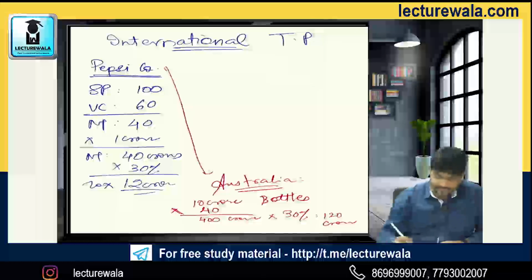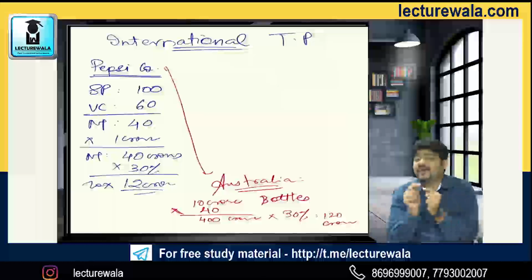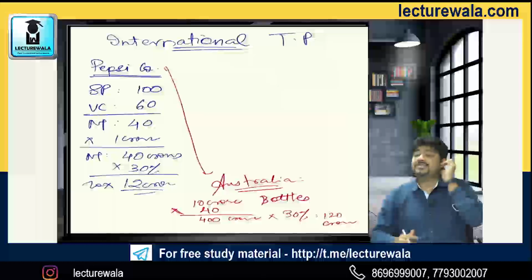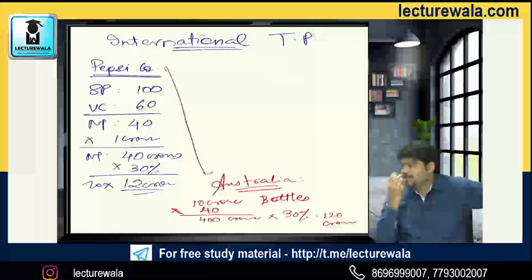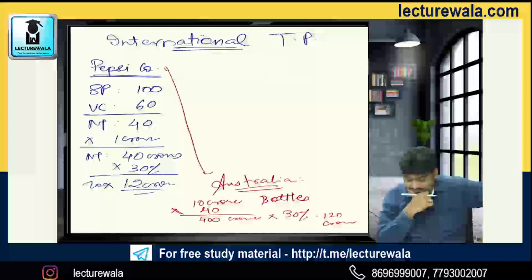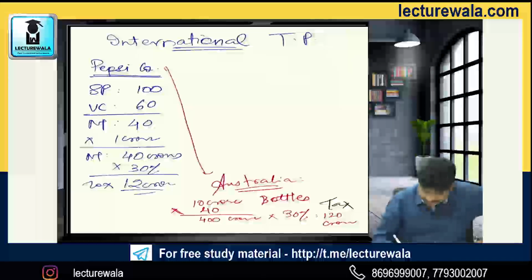Yes or no? So obviously, who will want to pay 120 crores of tax? Nobody will want to pay, correct? This is where people started creating sham companies outside India. So PepsiCo realized that if they directly transfer 10 crore bottles to Australia, they will have to pay 120 crore in tax itself, correct or wrong? Correct. So what did they do?